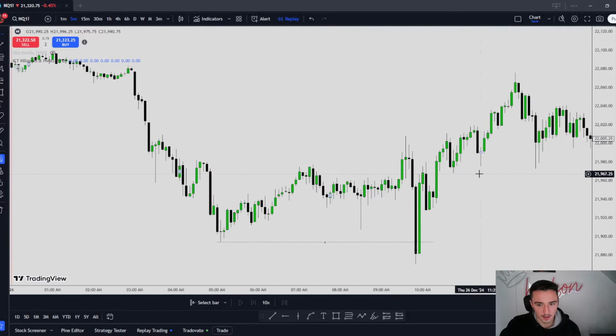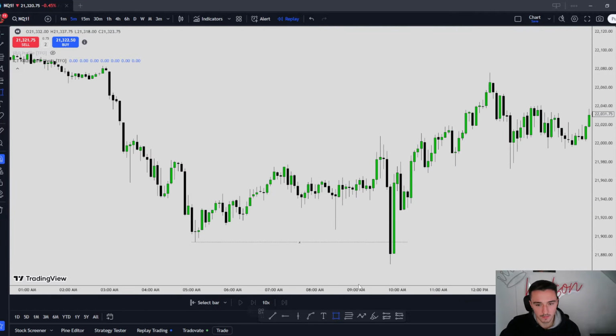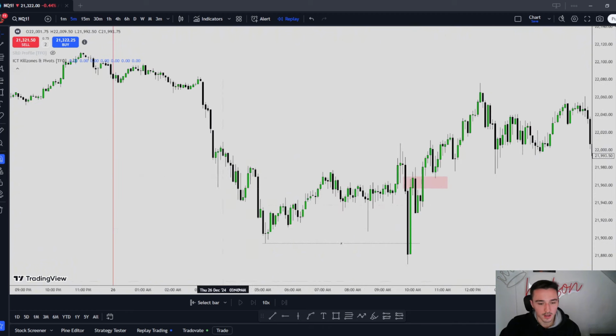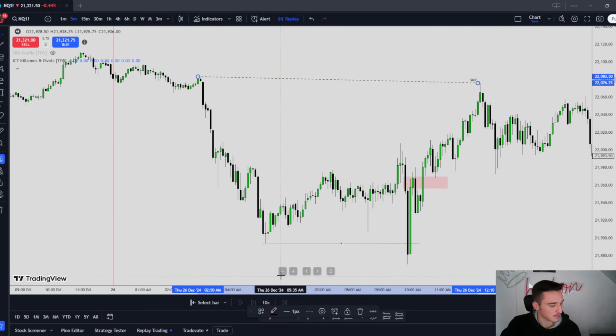Right here. Okay? What happens here? This would be an inverse fair value gap, right? It comes down, and then we displace through it. Then you can use this right here, right? This is your BPR. And then we come up, make a bearish SMT.